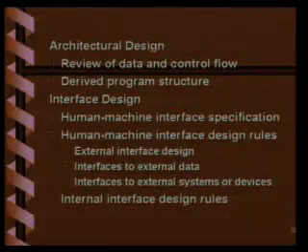Next is the architectural design section, where we need a review of data and control flow. That will go over here. Derived program structure will come here. In the interface design, human machine interface specification will come, human machine interface design rules will come, and external interface design, so many interfaces to external data, interfaces to external systems or devices, and internal interface design rules. So all these are part of the design document. We are just saying that a design document must contain it.